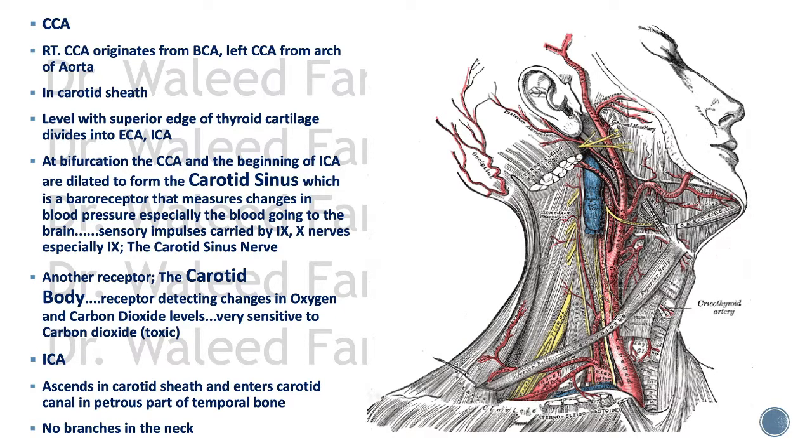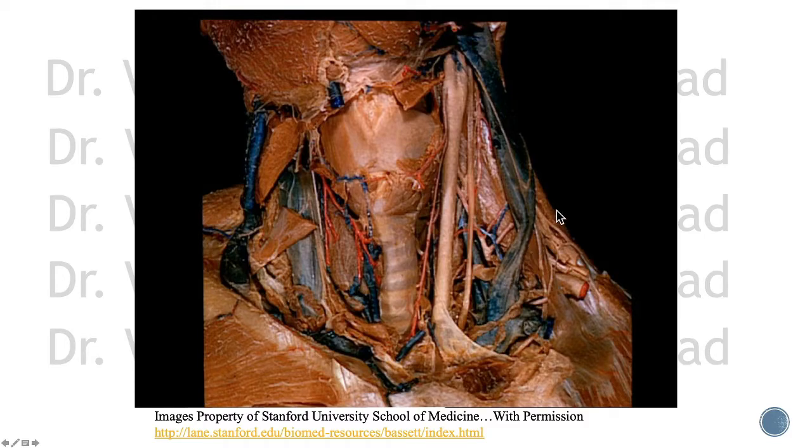Otherwise, it has some important relations when it comes to the carotid sheath, and to structures passing between the internal carotid and external carotid. All these are very good multiple choice questions to ask. See here, this beautiful specimen. This is the left common carotid artery, and this is the bifurcation, and as you can see, the bifurcation is rather dilated together with the one that continues as the internal carotid, the carotid sinus, as you can see here.